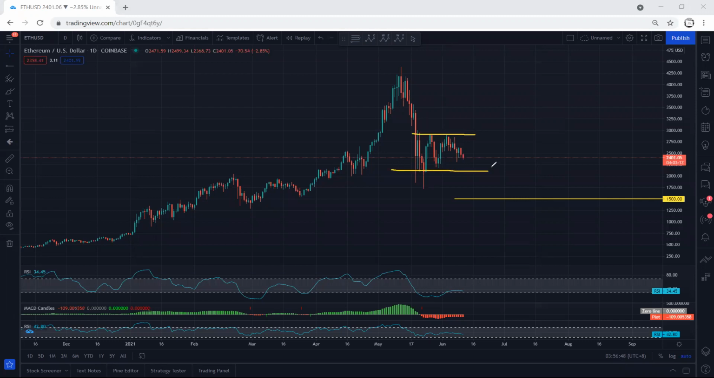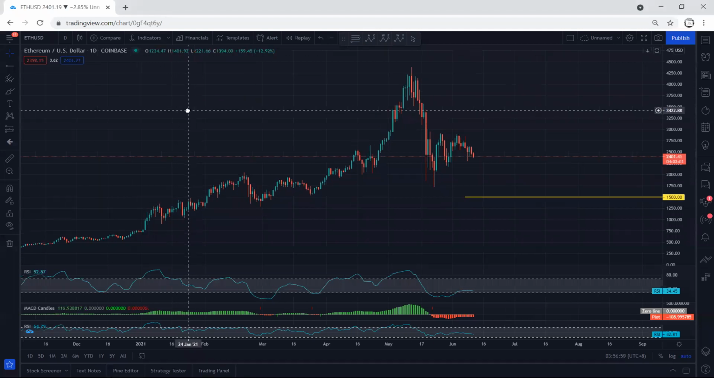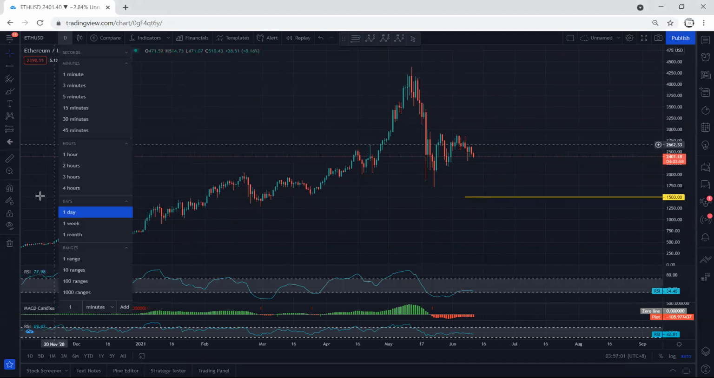Which direction it goes, we cannot confirm. But right now for me, the only thing is I want to see the reversal. If I get the reversal, I will look for buy. Selling, I'm not interested unless I see some changes.